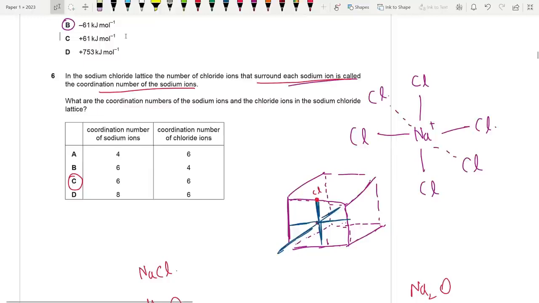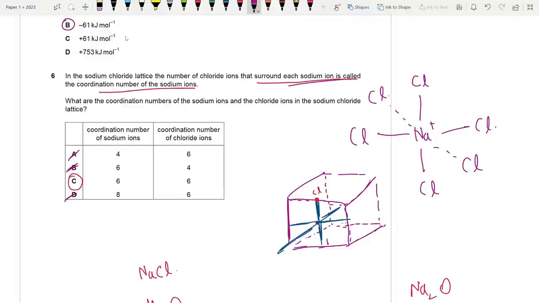Now, in the sodium chloride lattice, the number of chloride ions that surround each sodium ion is called the coordination number of sodium ions. What are the coordination numbers of the sodium ions and the chloride ions in the sodium chloride lattice? Okay, so remember in sodium chloride, it's NaCl, right? So the ratio is 1:1. So it simply can't be A or B. It has to be C or D. Sorry, it can't be D either because the ratio has to be 1:1.